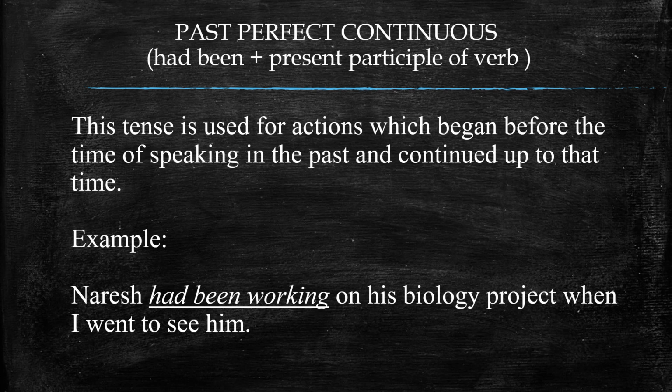Past perfect continuous tense. We use had been plus present participle of the verb. This tense is used for actions which began before the time of speaking in the past and continued up to that time. For example, Naresh had been working on his biology project when I went to see him.